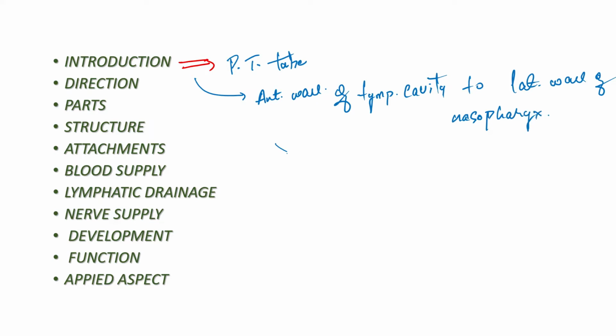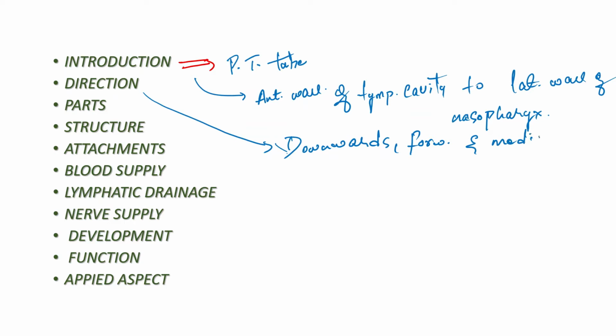This auditory tube is directed downwards, forwards and medially. So this is about the direction of the auditory tube.